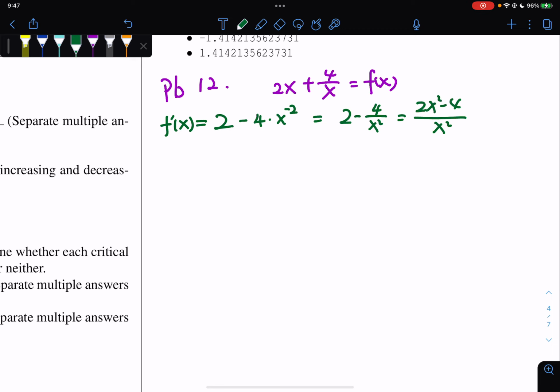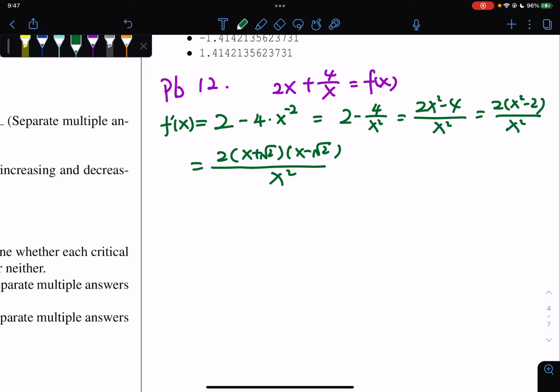Which is x squared. 2x squared minus 4, which is twice of x squared minus 2 over x squared. So it's 2 times x plus root 2, x minus root 2, over x squared. So this is my derivative. I'm going to look for this being greater than or less than 0. Even though it's a division, I still want every piece to be factored, so I can set every piece to be 0 and get my answer.